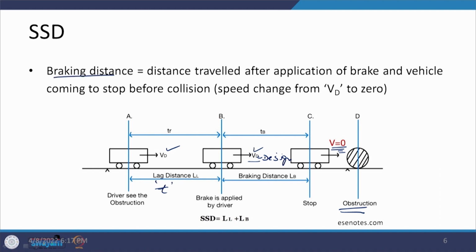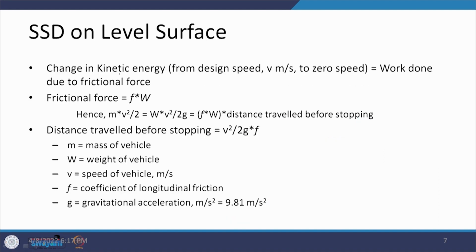We are now interested in looking at this braking distance to find out what it is going to be. This braking distance is defined on the basis of the rule that the change in kinetic energy, which is there because of the change in speed from Vd to 0, and because you are going to brake and stop your vehicle, the work done due to the frictional force, these two are equated. The frictional force is nothing but the coefficient of friction F multiplied by W, where W is the weight of the vehicle as defined here. When comparing this with the change in kinetic energy, obviously the final one is a 0 value.